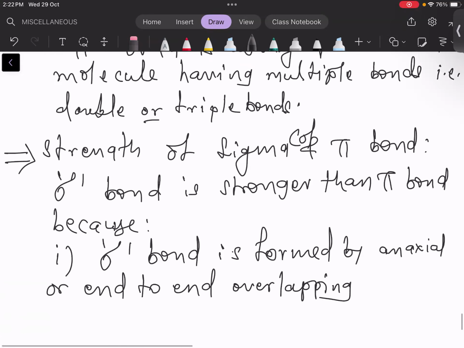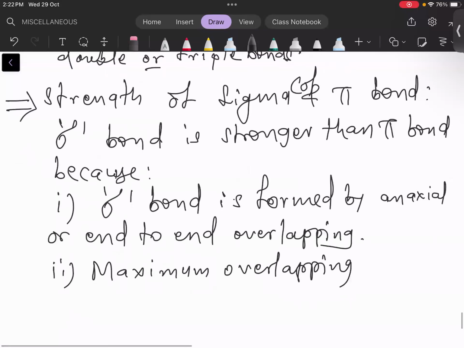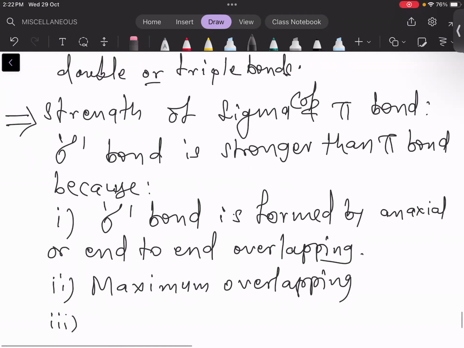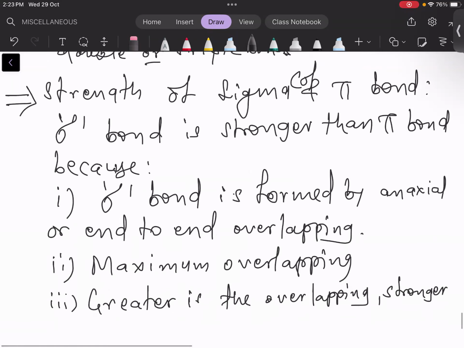And therefore, second reason, the overlapping region is large. That is, overlap takes place to a maximum extent. So, maximum overlapping takes place. And therefore, third point, greater is the overlapping, stronger is the bond.